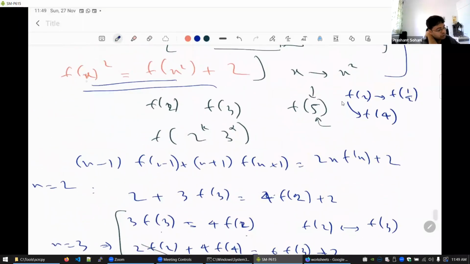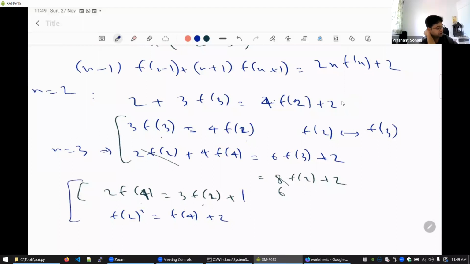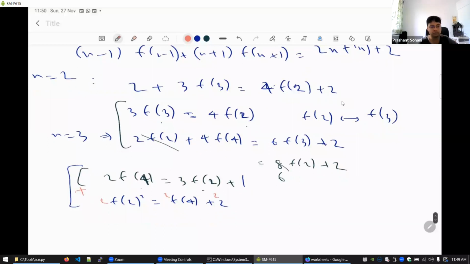If we put x equal to 2 here, what will we get? f of 2 squared is equal to f of 4 plus 2. So now using these two equations, can we find the value of f of 2 and f of 4? Yes, sir. We can multiply both sides of the second equation by 2 and substitute the values. If we just multiply and add it up, then 2f of 4 will get cancelled from both sides. And writing f of 2 every time can be tedious.